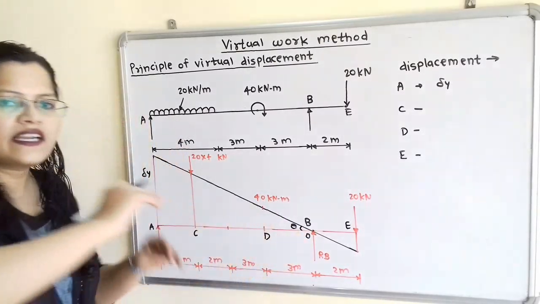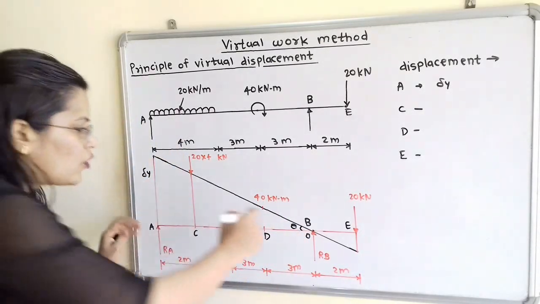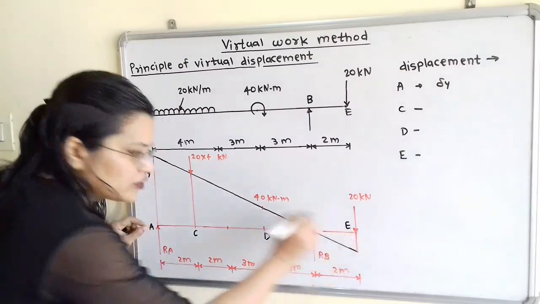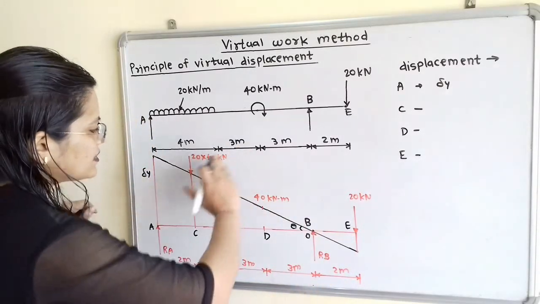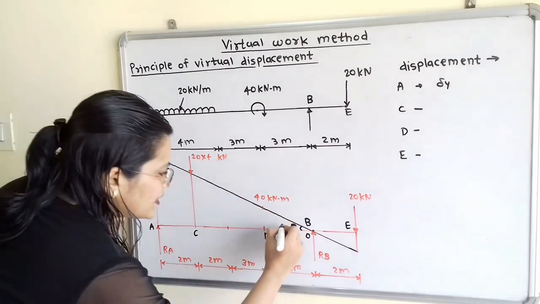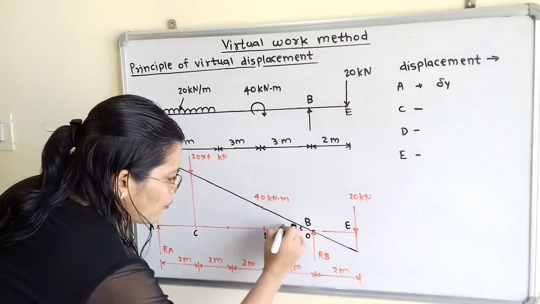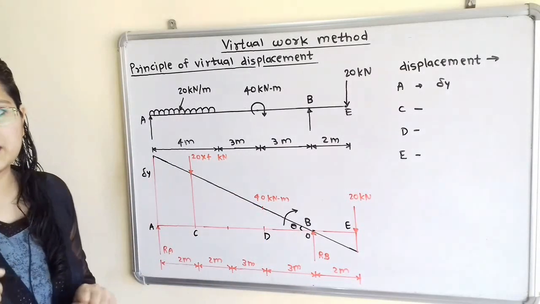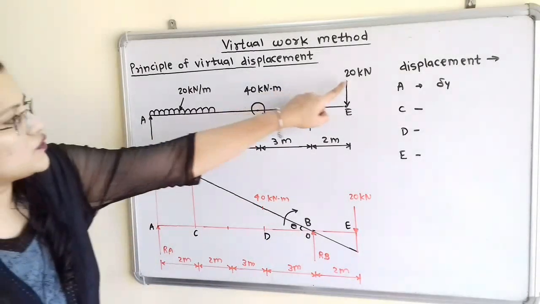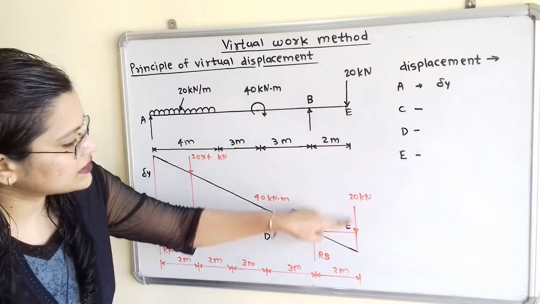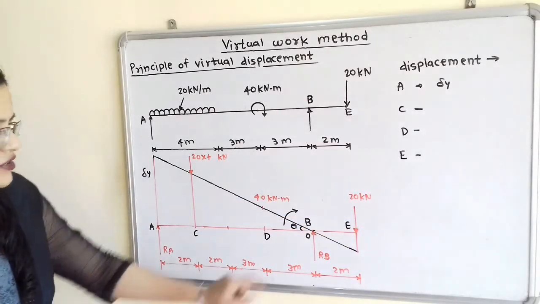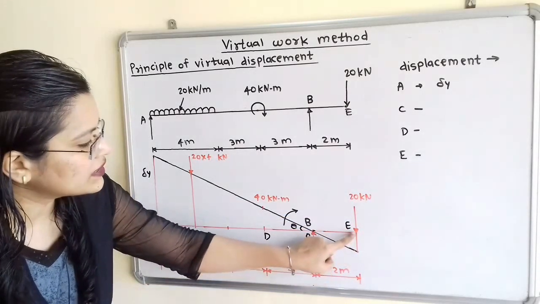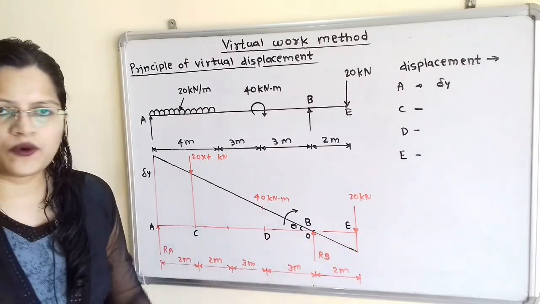Now what is the direction of rotation? Originally this is at horizontal position and then it is getting rotated. It is getting rotated about this point B in this direction. So this is the clockwise direction. Then this 20 kilonewton force is acting in the downward direction. So we have to also find out the displacement at this point E.